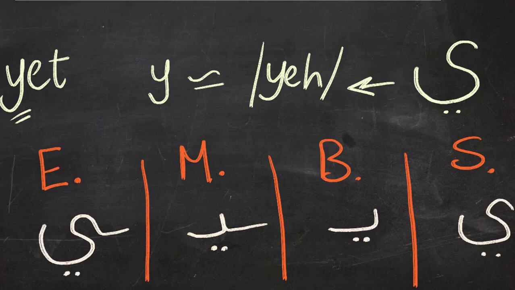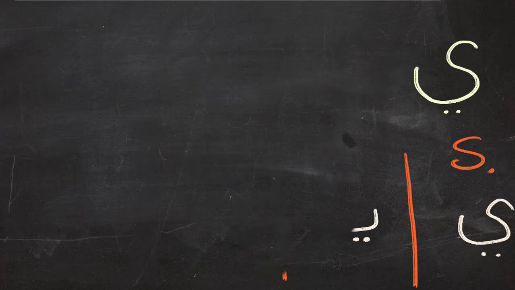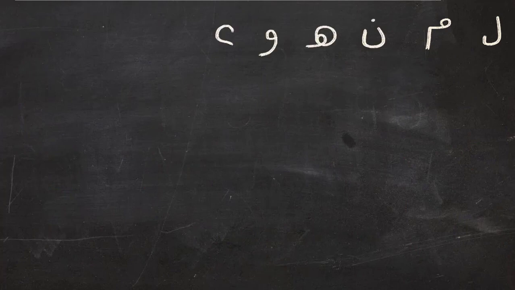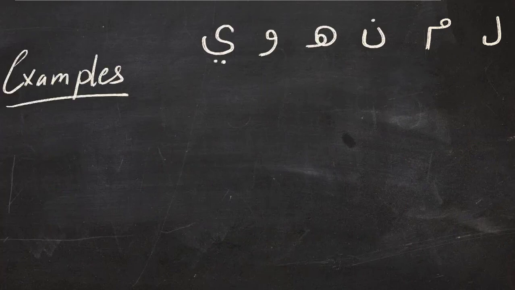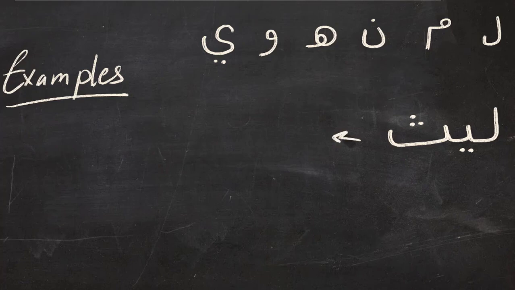So far, the letters that we have discussed in this lesson are on the screen. Now, I have deliberately left one letter out, and I want you to try and find it out. I'm going to write it down at the end of this set of examples, but I want you to try and focus on which one I have missed. So the first example we have is Layth, and Layth means lion.